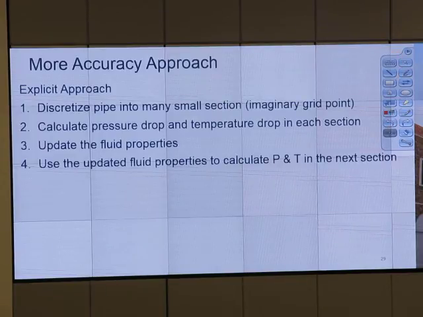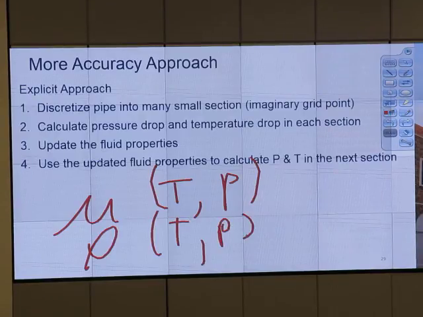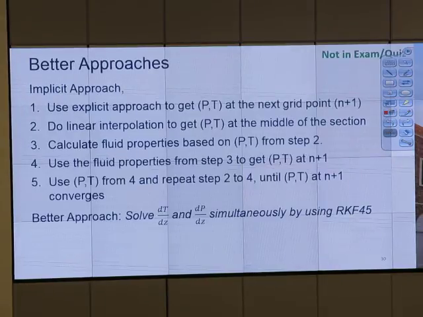Okay, so you just separate it into several sections and then you do the calculation. This requires us to have a function of fluid property versus temperature and pressure. So this means at first you need to know what viscosity is as a function of temperature and pressure everywhere, or density as a function of temperature and pressure. Okay. So the second approach, which is implicit, requires a little bit of iteration.